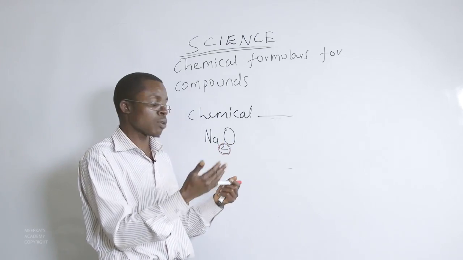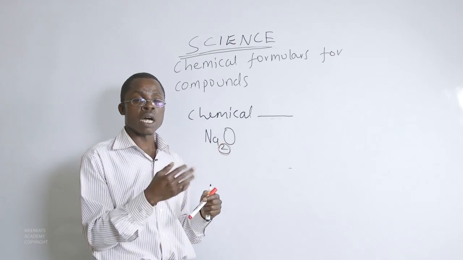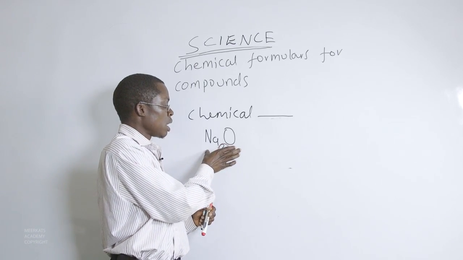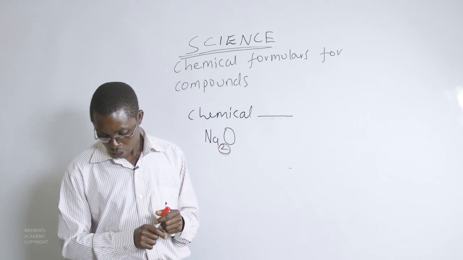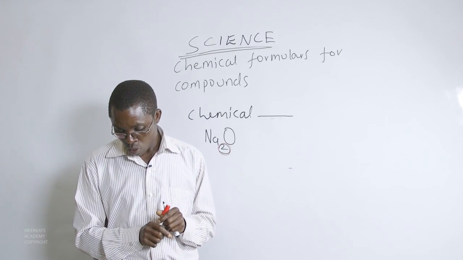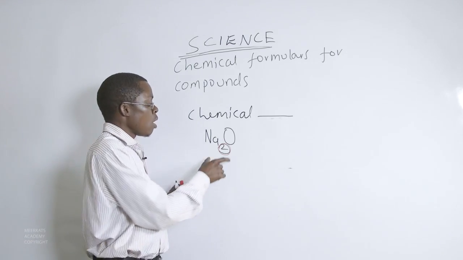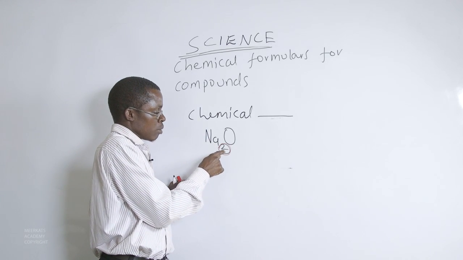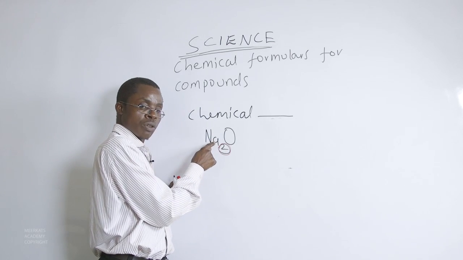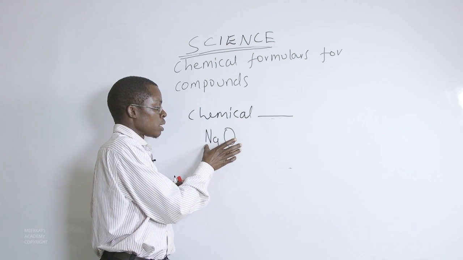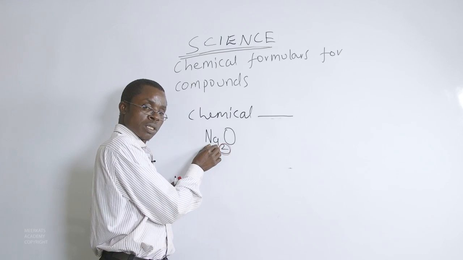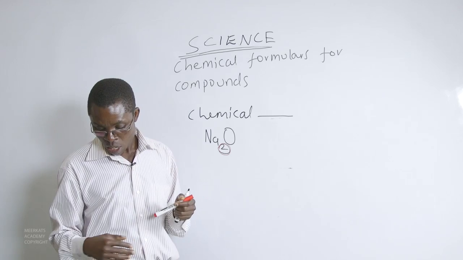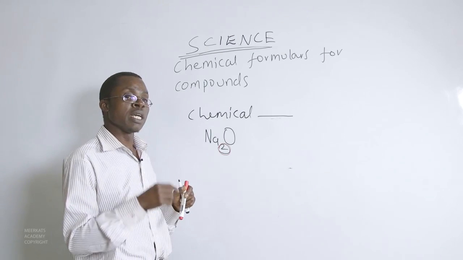An element and an atom are one and the same, because an atom is for an element. So this formula will tell us how many elements or how many atoms of each element. So how many atoms? These are atoms of sodium, 2 atoms of sodium. So this formula will tell us how many atoms. Then these atoms must be of a particular thing. So how many atoms of each element?